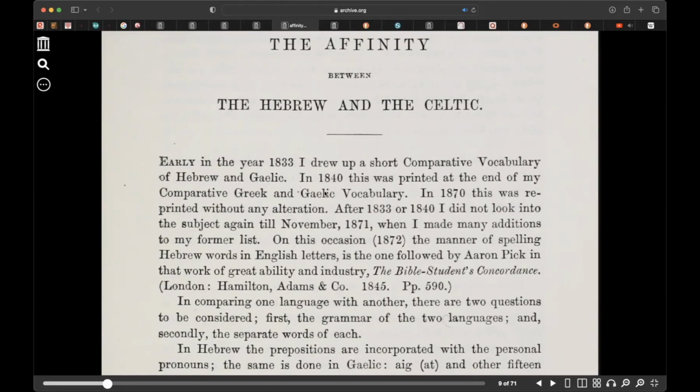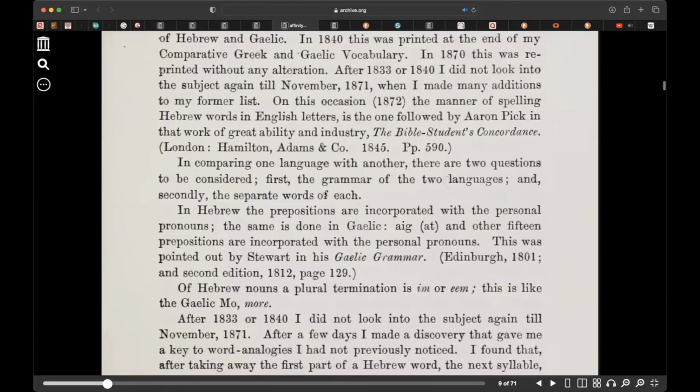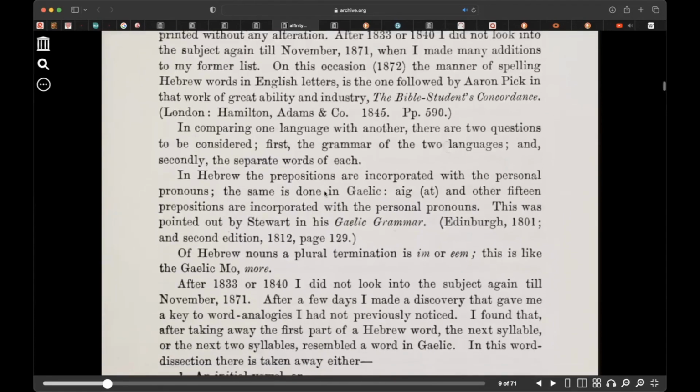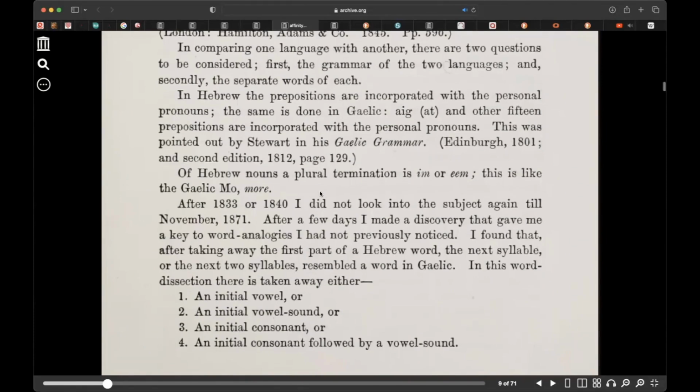In comparing one language with another, there are two questions to be considered. First, the grammar of the two languages, and secondly, the separate words of each. In Hebrew, the prepositions are incorporated with the personal pronouns. The same is done in Gaelic. Aig, at, and other 15 prepositions are incorporated with the personal pronouns. This was pointed out by Stewart in his Gaelic grammar. Of Hebrew nouns, a plural termination is im or im. This is like the Gaelic mo, more.